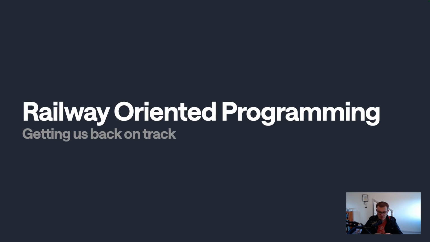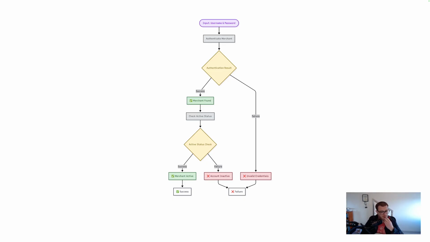I spend preparing talks. This talk's preparation was interesting, and so let me talk about that for 1 minute. I wanted to create this nice diagram for parts of this talk. I wanted to have a nice username and password, an authenticate merchant flow. It goes to a result. Either the merchant is found or they're not, and then they have to be active before we go down to the success path. If they're not active, we go down to the failure case.